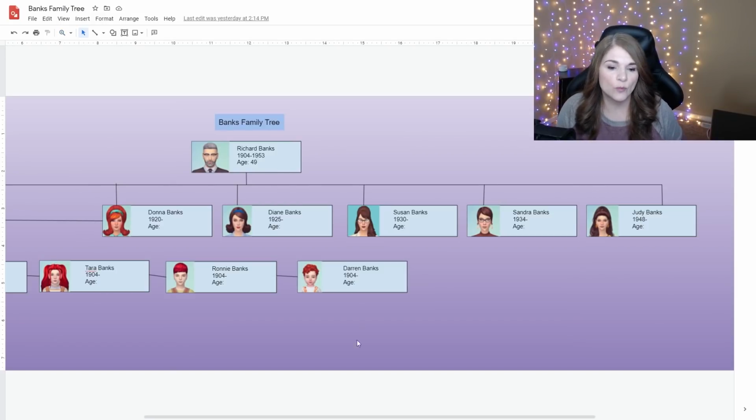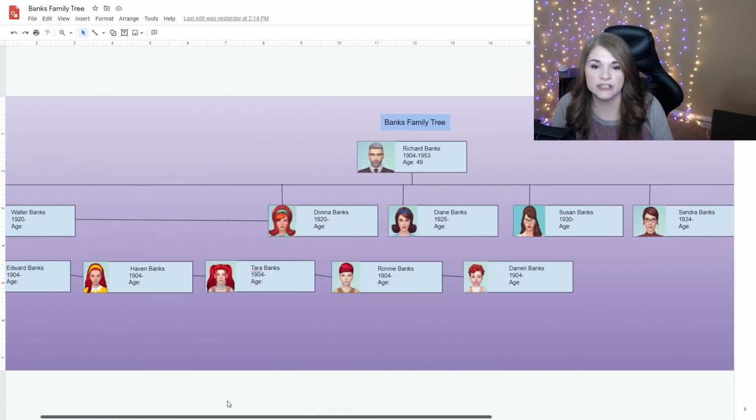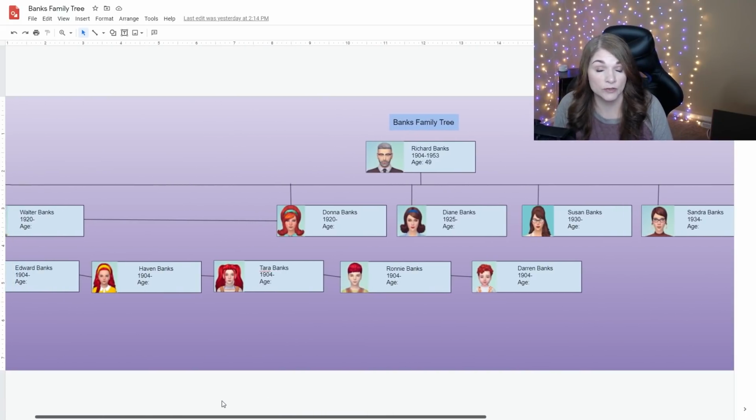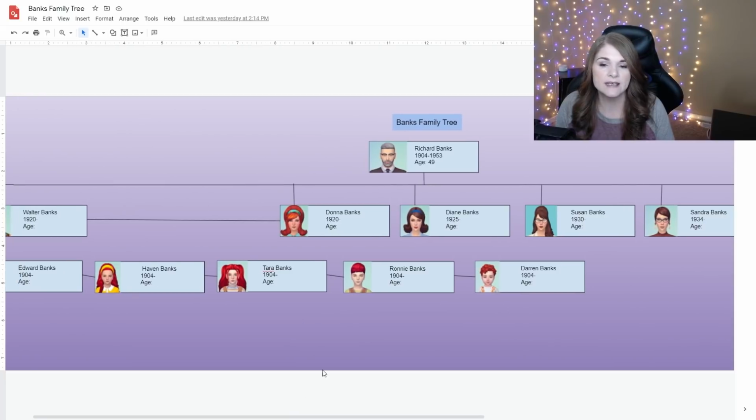So we had Richard Banks. He was the father. The mother was never in the picture. She died when they were all really little. In fact, Judy, the youngest, was just a baby when she got killed in a car accident. So I haven't even included her. But Richard Banks was the father. He was born in 1904 and he died in 1953 at the age of 49.